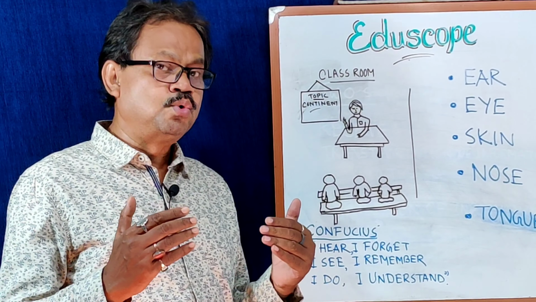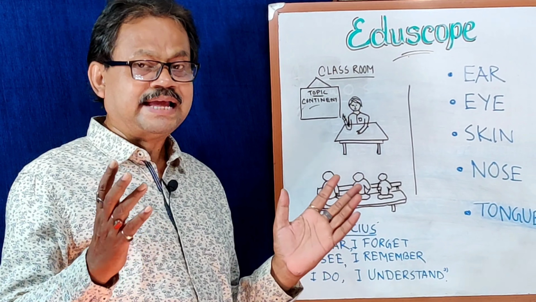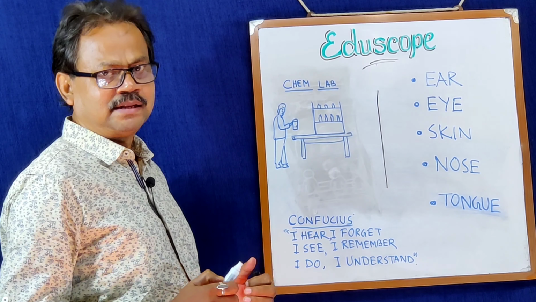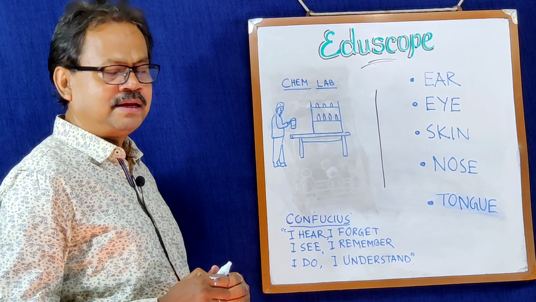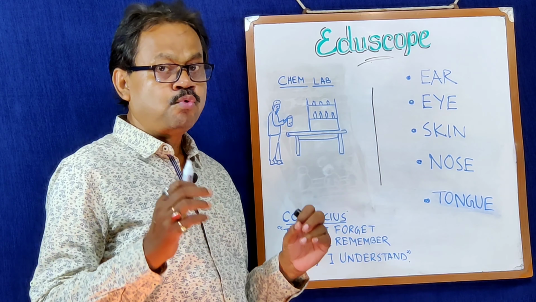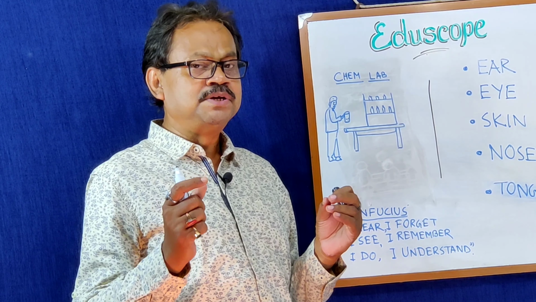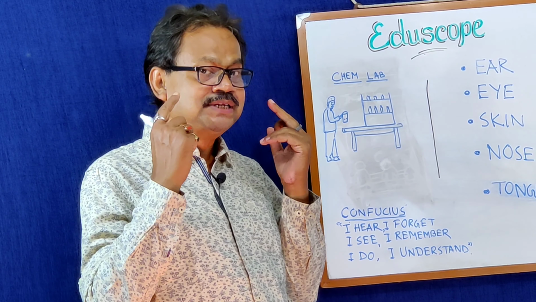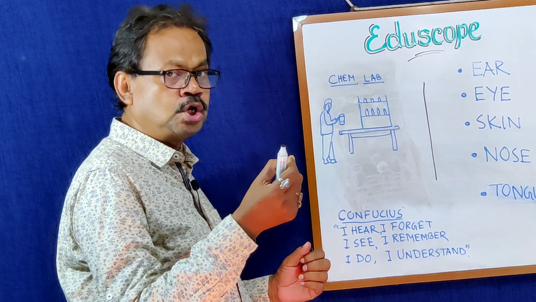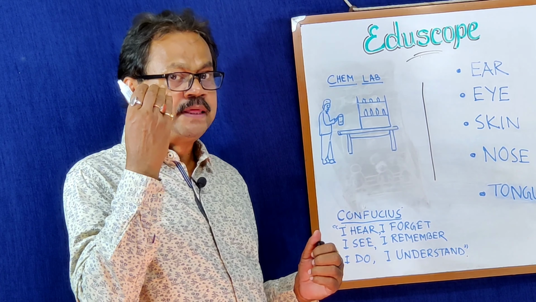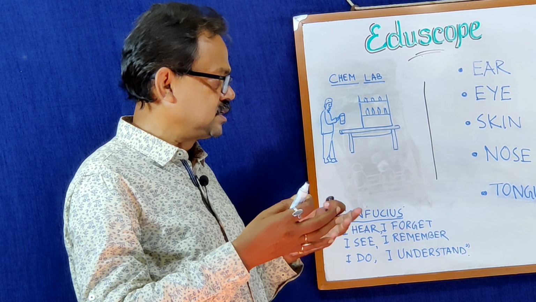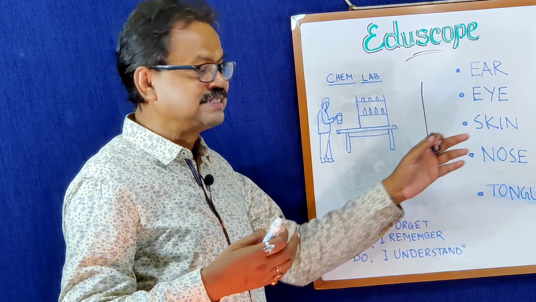Now I am coming to another room of the school, that is the chemistry lab. Here one student is doing practical. When he is doing practical, this student is using his ear, listening to the information being given by the teacher. Next, when he sees the salts or chemicals, he uses his eyes. Now, when he touches these chemicals or salts, he is using skin.